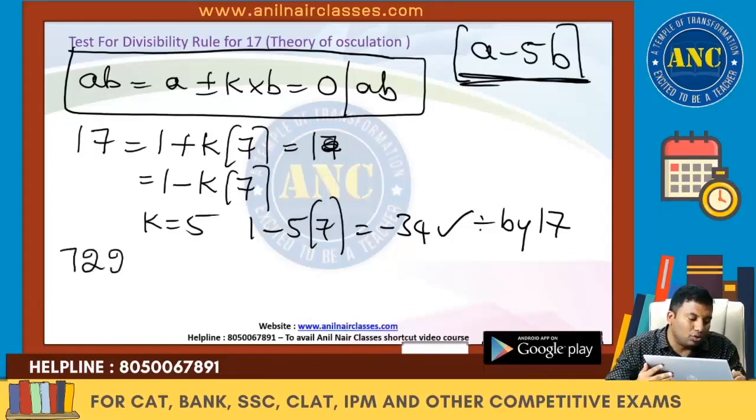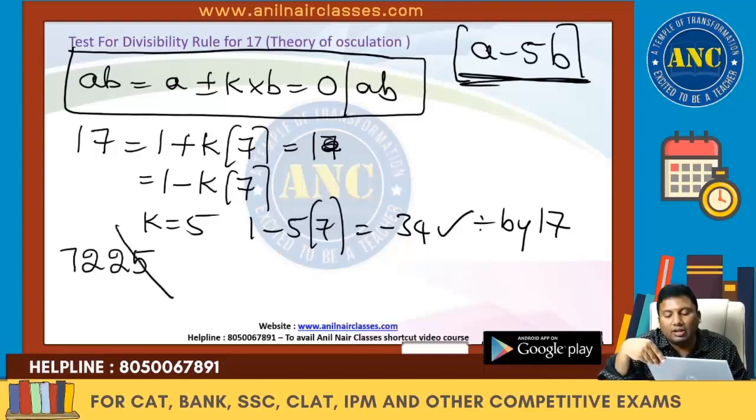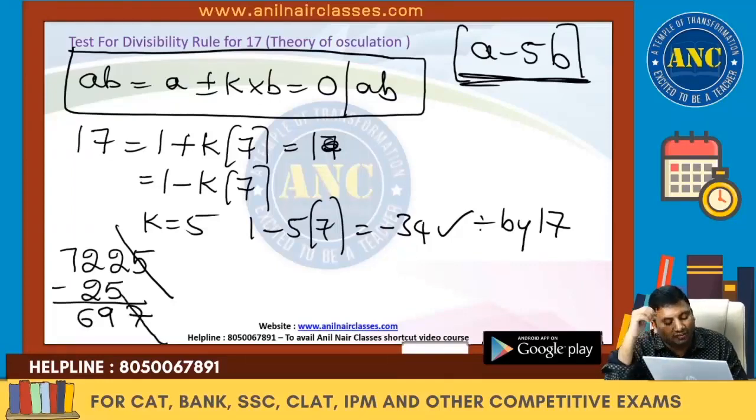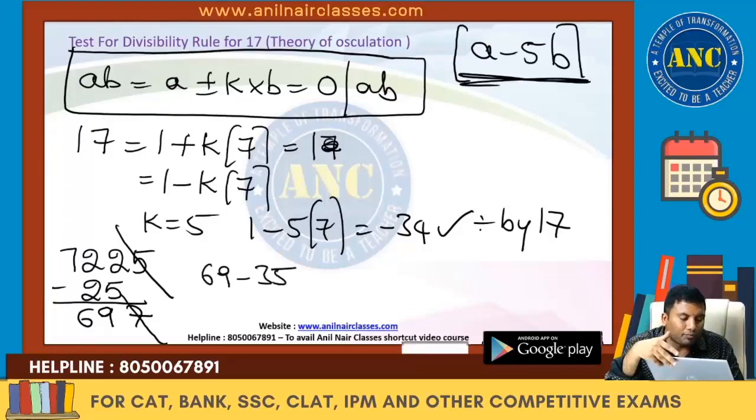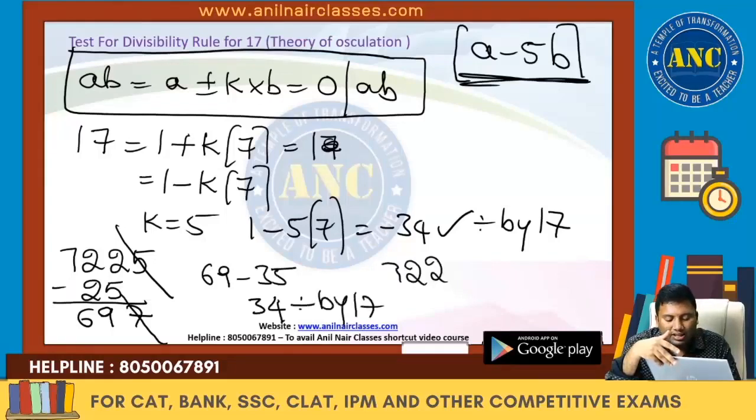7225. What is the divisibility rule? A minus 5B. Take the unit digit, multiply it by 5. 5 fives are 25. Subtract it from the remaining part. So it is 697. Take the unit digit, multiply by 5. 7 fives are 35. 69 minus 35 is 34. 34 is divisible by 17. So 7225 is divisible by 17. I hope the idea is clear.